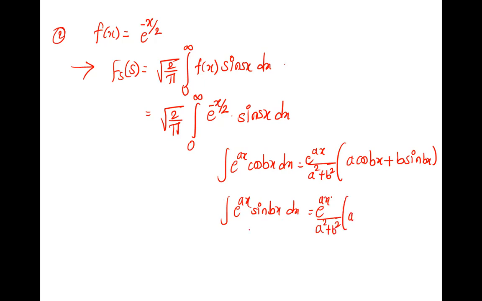We start with a here, whatever is here, multiply to that, a sin bx. And for sine, there is minus. A becomes b, sine becomes cos. Okay, so these are two formulae we know. So which one we are going to use? The second one.